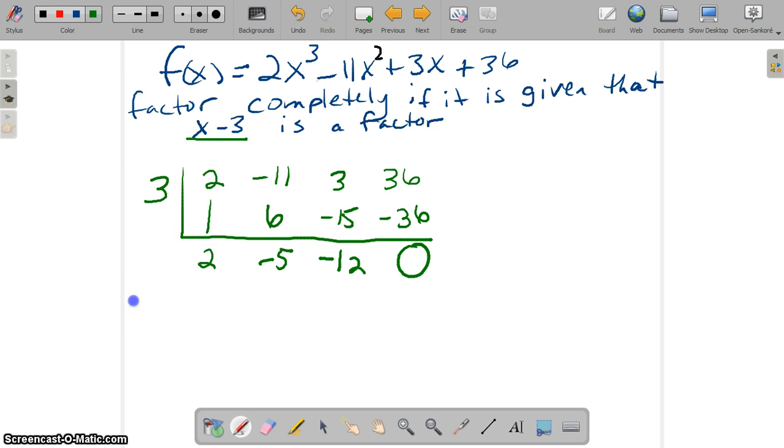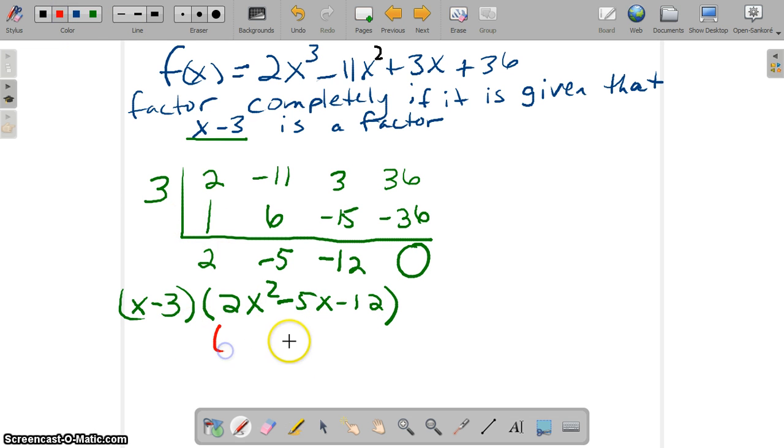So let me write out the factors. We know x minus 3 is a factor. I already said that. Then here is our polynomial that we have left, 2x squared minus 5x minus 12. All right, now let's look at this. We can factor this, can't we? Of course we can. I know you love to factor.